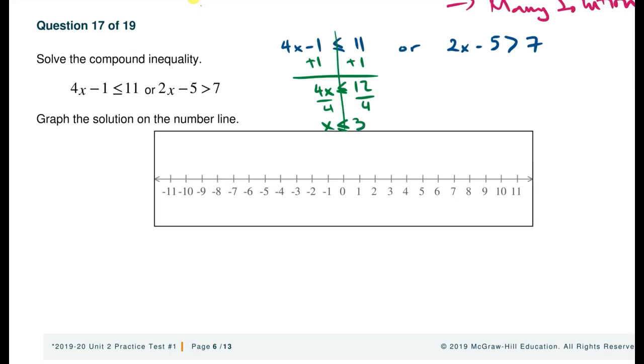We're going to do the same for the second part. We add 5 on both sides, which gives you 2x greater than 12. Then we divide by 2: x greater than 6.